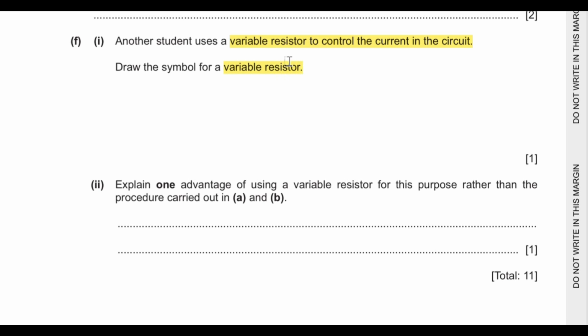Part F says another student uses a variable resistor to control the current. Draw the symbol for the variable resistor. So the symbol of a variable resistor looks like this. We have an arrow over the resistor sign.